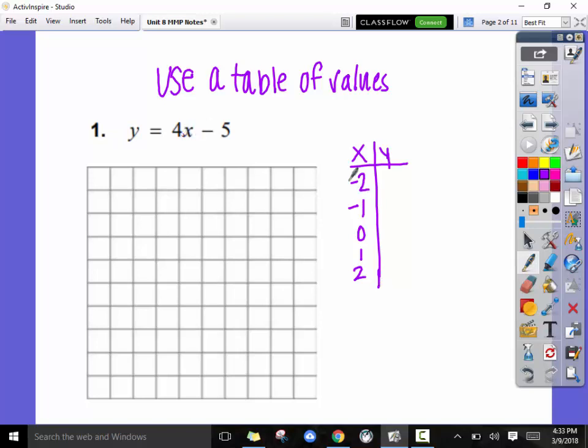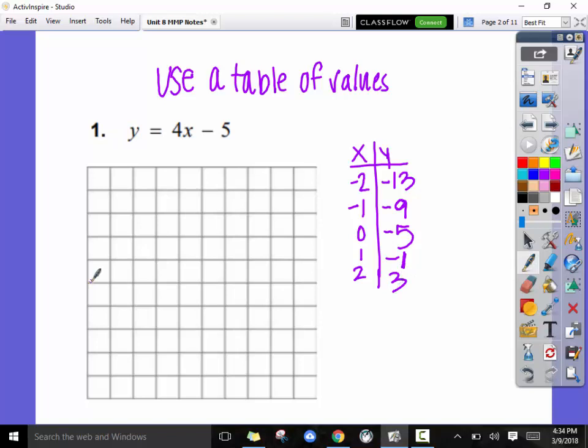So I'm doing 4 times -2, which is -8, minus 5, -13. 4 times -1 is -4, minus 5 is -9. 4 times 0 is 0, minus 5 is -5. 4 times 1 is 4, minus 5 is -1. And 2 times 4 is 8, minus 5 is 3.